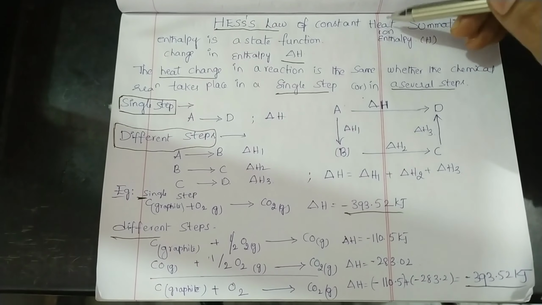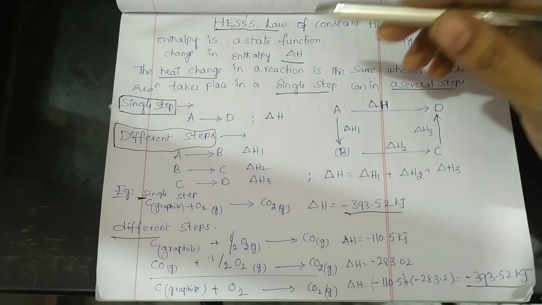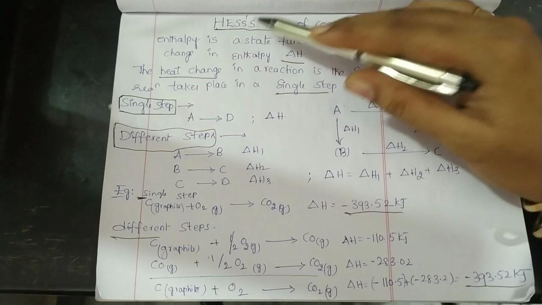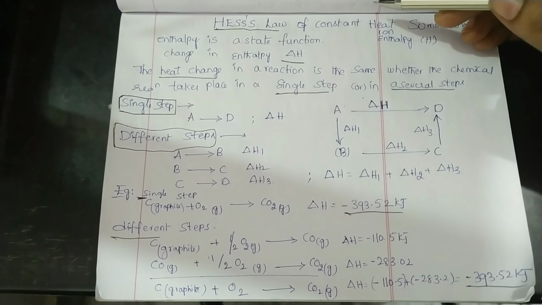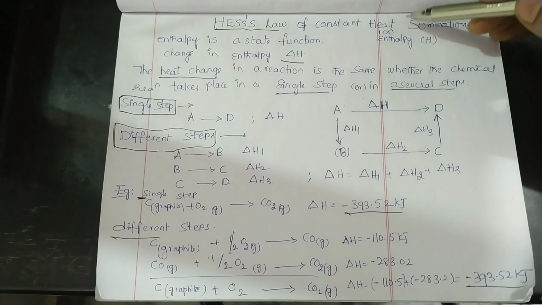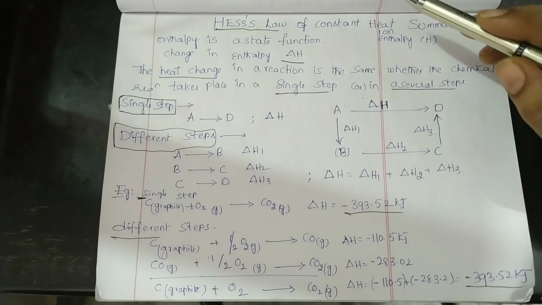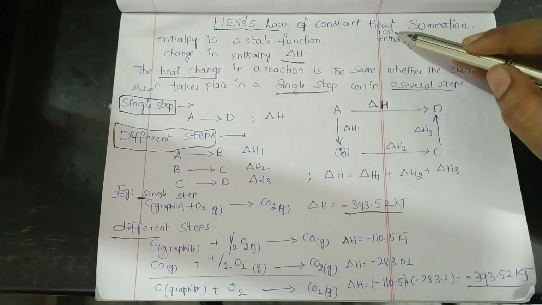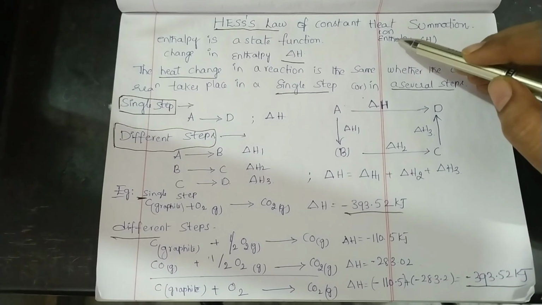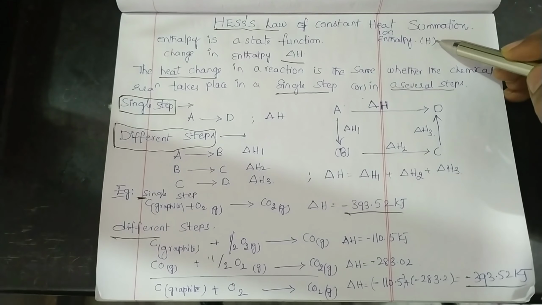Hess's law of constant heat summation. In 1840, the scientist Hess generalized a law known as Hess's law of constant heat summation. Here, heat means enthalpy, or enthalpy means heat. It is represented by H.